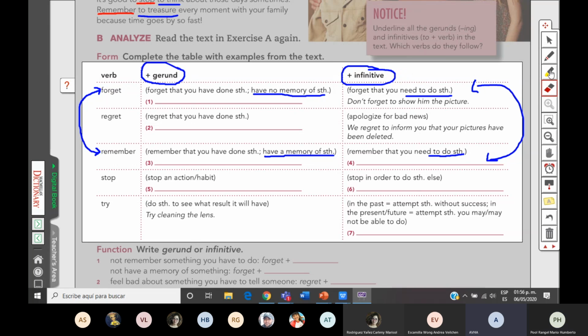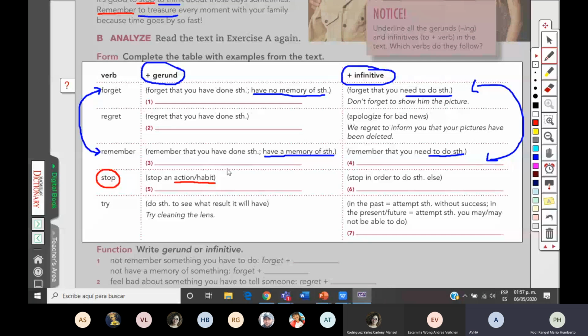Va. Luego acá tenemos stop, also with gerund and also with infinitive. When we use stop with gerund, it's because we stop an action or a habit, like smoking, like stop smoking, stop drinking, stop playing basketball. You're like, well, when I was a kid, I used to play basketball every day. And then I just stopped playing. I didn't continue with that habit, with that action anymore. No more. I stopped doing it.